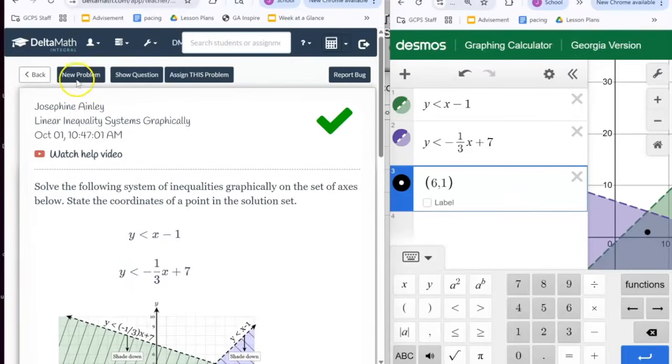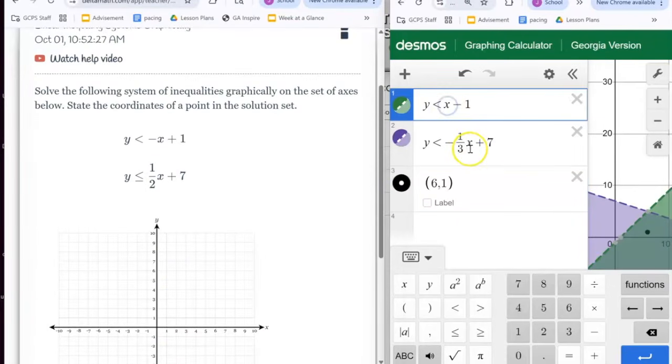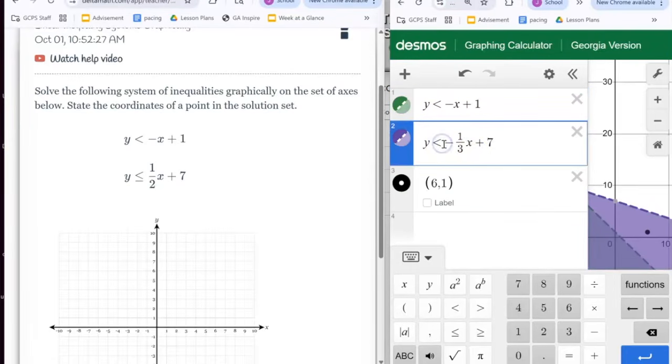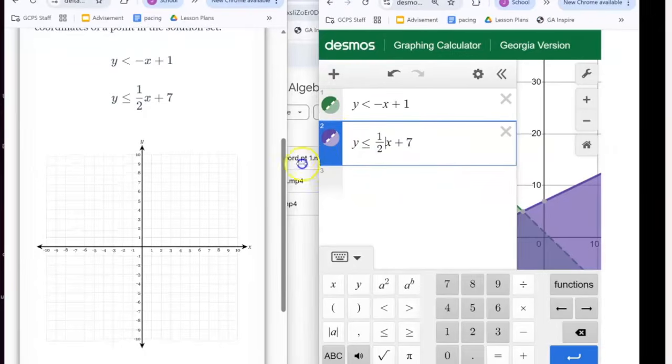Perfect. I'm going to do one more just in case. Let's do this one. So again, I'm going to copy everything in. All right, once you've copied it, please double check to make sure you copied everything correctly. I've double checked, I'm good to go. So now all I have to do is transfer what I see on my Desmos into my answer.